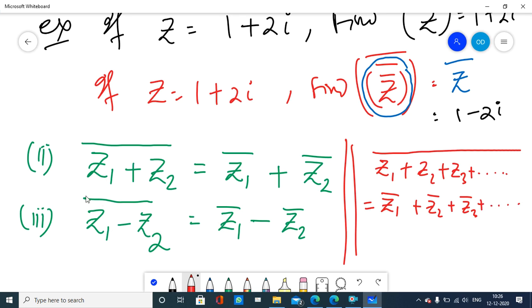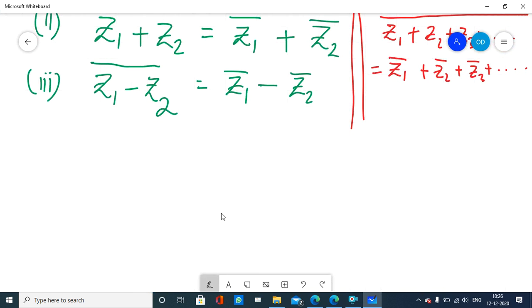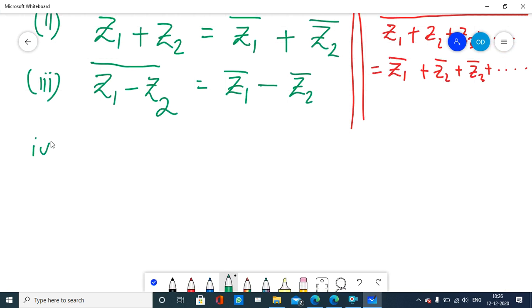Similarly, here also in this case, the conjugate of z1 minus z2 minus z3 minus z4 is equal to z1 conjugate minus z2 conjugate minus z3 conjugate. I hope you get it, right? Now let's talk about the next property.